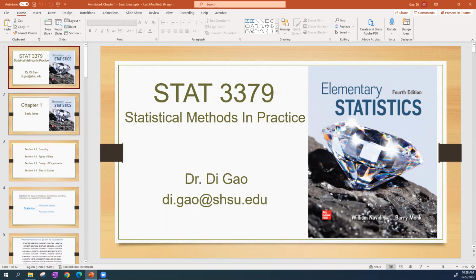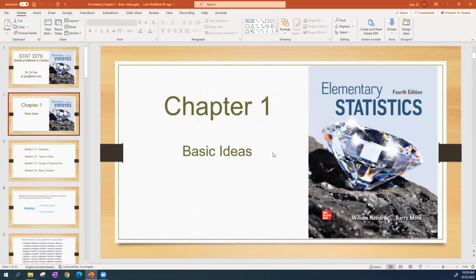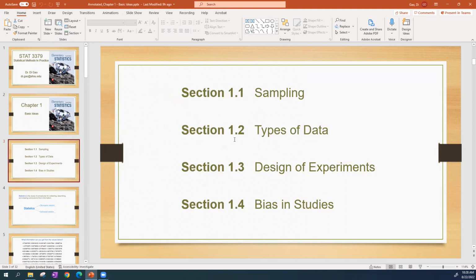Now let's look at Chapter 1. Chapter 1, Basic Ideas. In this chapter, we have 4 sections. Section 1.1, Sampling. Section 1.2, Types of Data. Section 1.3, Design of Experiments. Section 1.4, Bias in Studies.